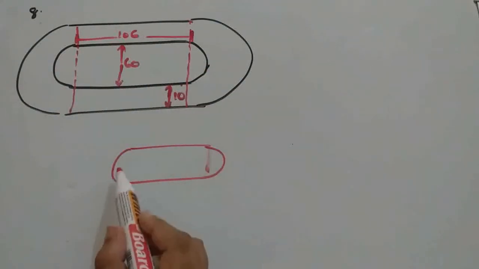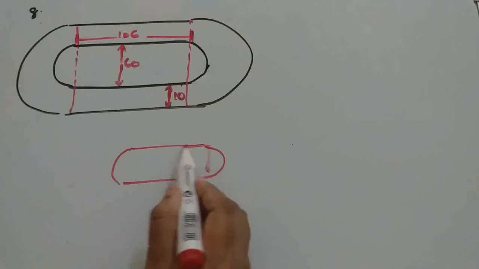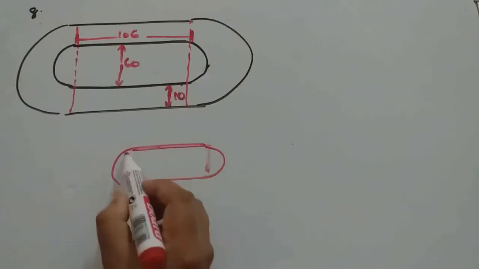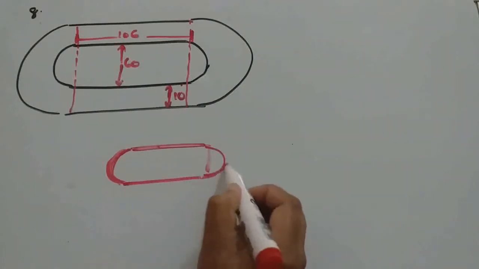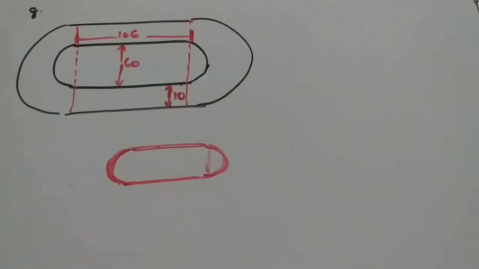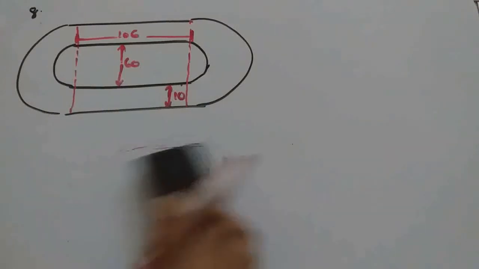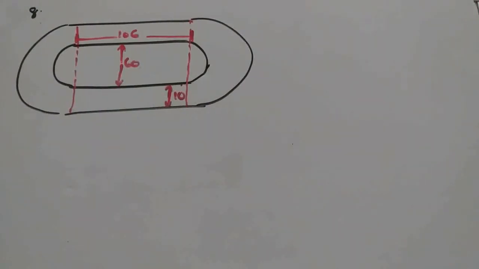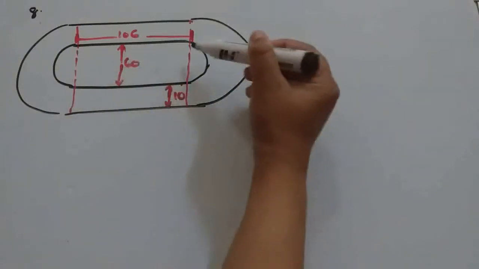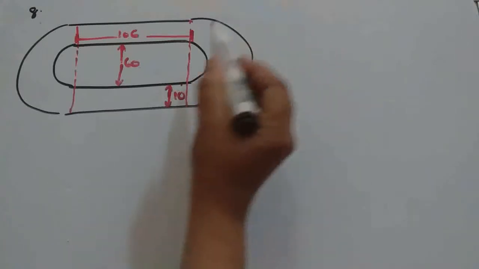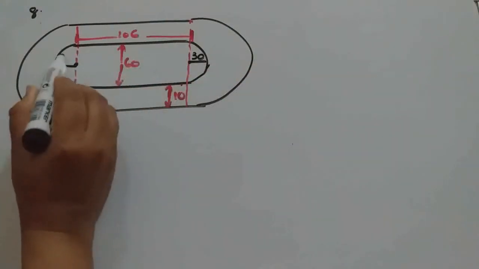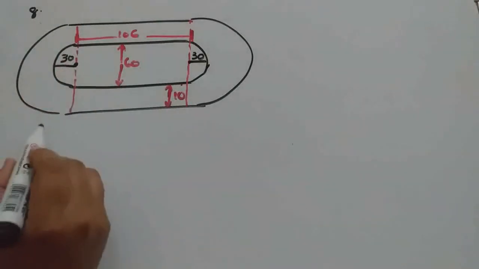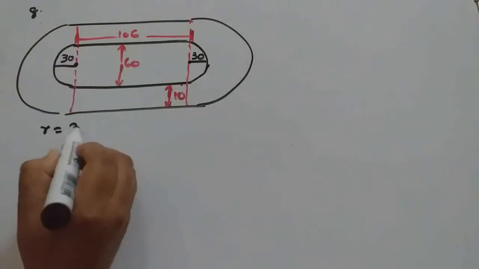This is the inner distance. So for this, see, this length plus the length of a semicircle plus this length plus the length of a semicircle, isn't it? So for the length of a semicircle we should know the radius also. So what will the radius be? See, this is 60, this is 60, so the diameter is 60, so the radius will be 30. So we can write radius is 30.